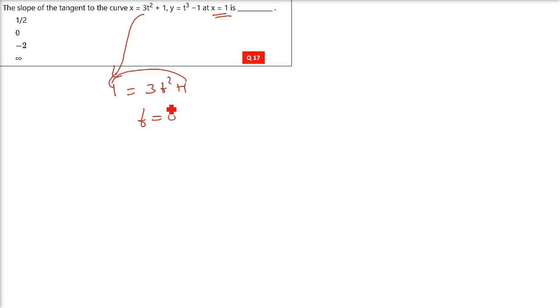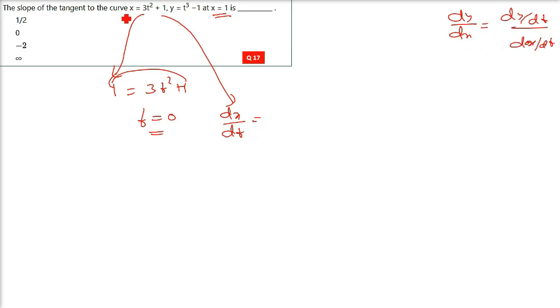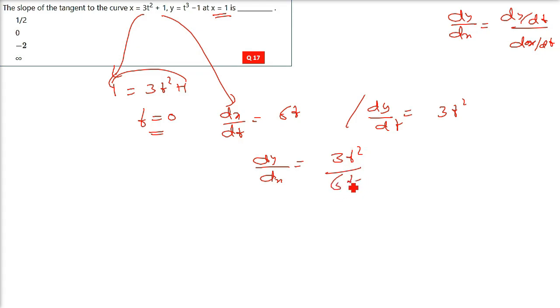When t is equal to 0, now you have to find out the slope of the tangent. Slope of the tangent is what? dx by dt, dy by dt, then divide these two, you will get dy by dx. So dy by dx can be computed by dy by dt divided by dx by dt. So separately we will find out dx by dt, separately we will find dy by dt. So this is 6t and dy by dt is equal to 3t square. Now divide these two. So dy by dx is 3t square divided by 6t. 1t you can cancel, 3 to the 6, that is t by 2.